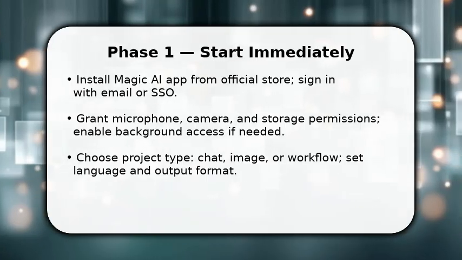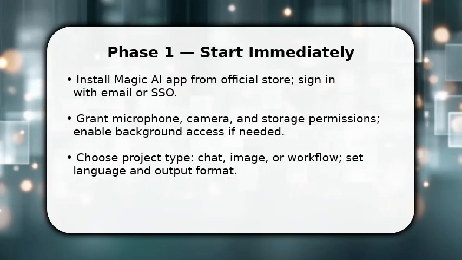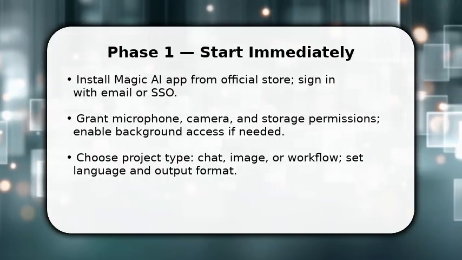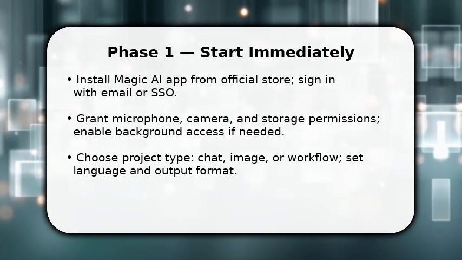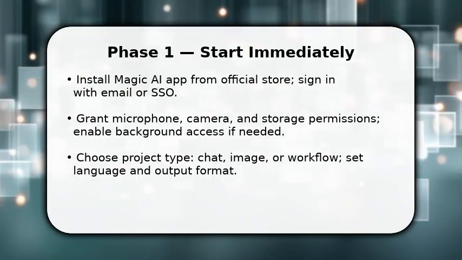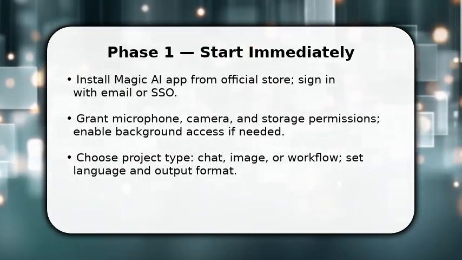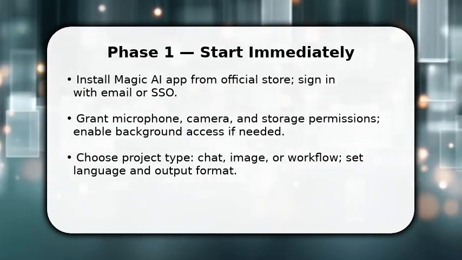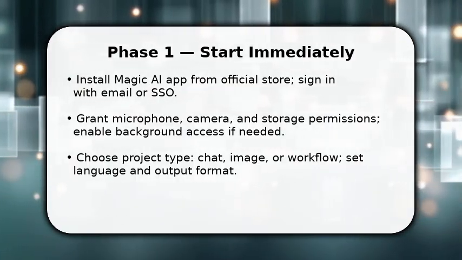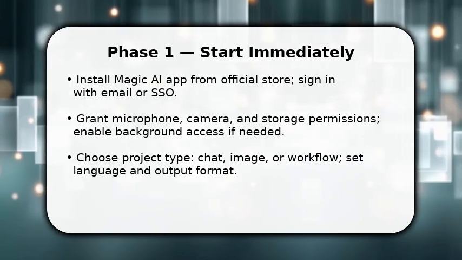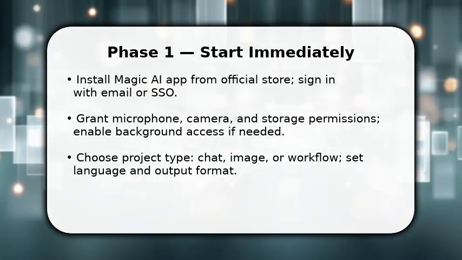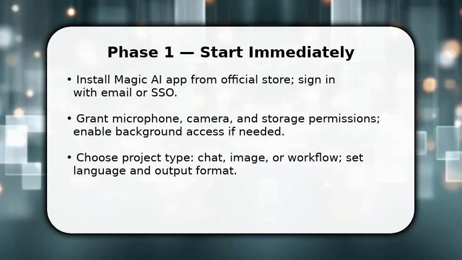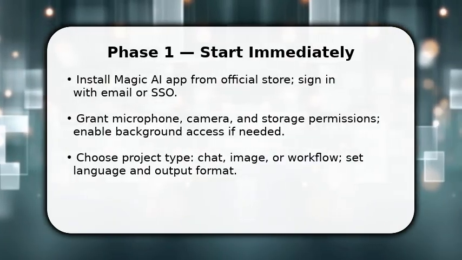You start now, open the Magic AI app, sign in, and pick the project type you need. Make sure to grant mic, camera, and storage permissions so features run smoothly. Once done, select Chat, Image, or Workflow and set Language plus Output format. You want the app to have the rights and context to operate, otherwise models will fail or stall. Begin with a short sample prompt to confirm audio and visuals work, then move on to building the actual task.